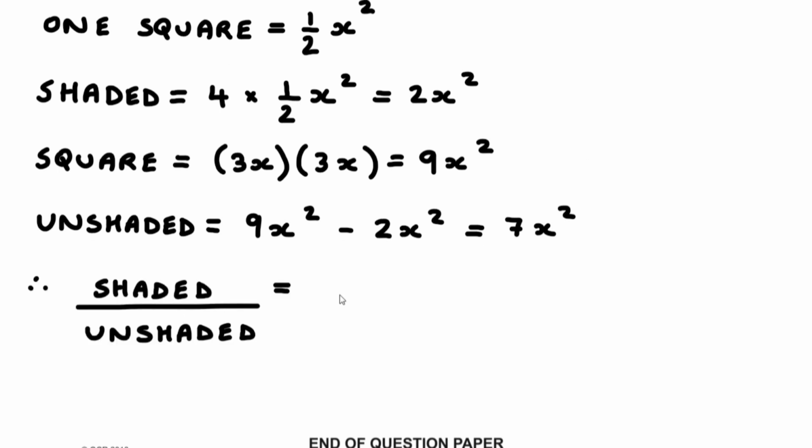So the shaded to the unshaded, well, the shaded is given by 2x squared, and the unshaded is 7x squared. Now the x squareds cancel on the top and bottom, leaving us with 2/7.